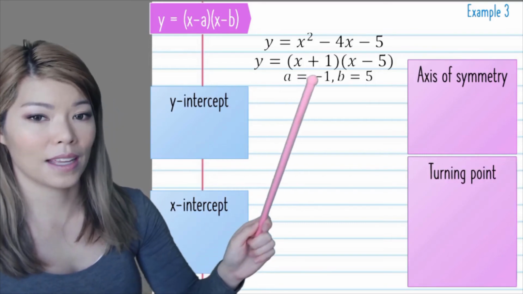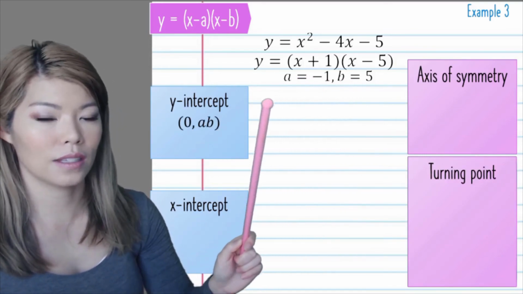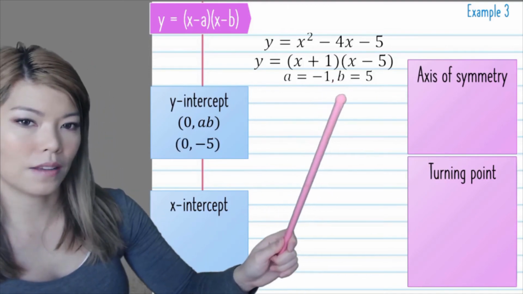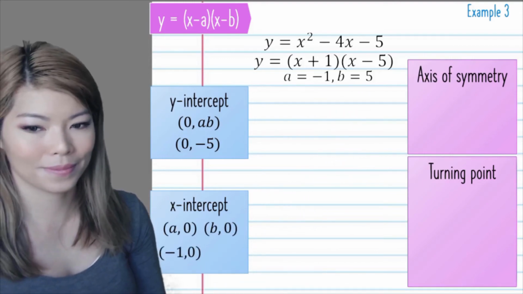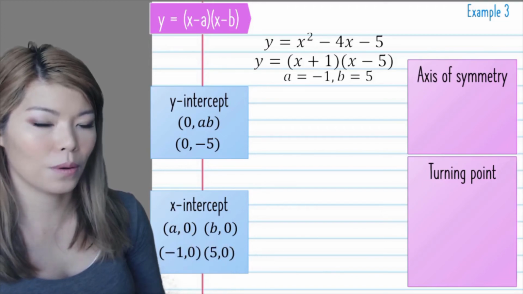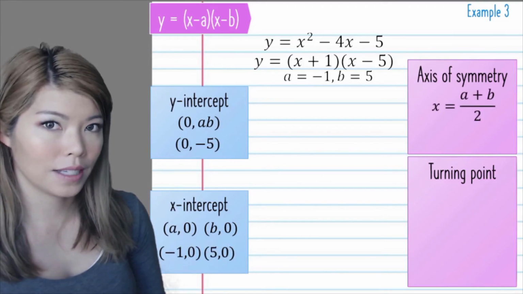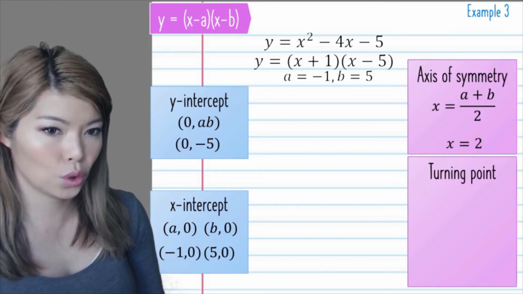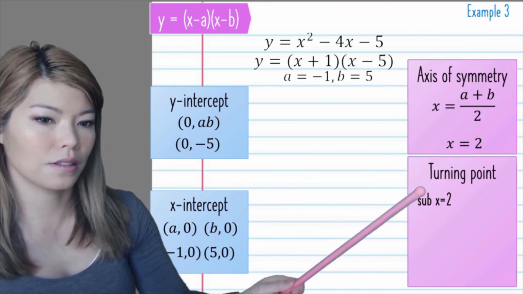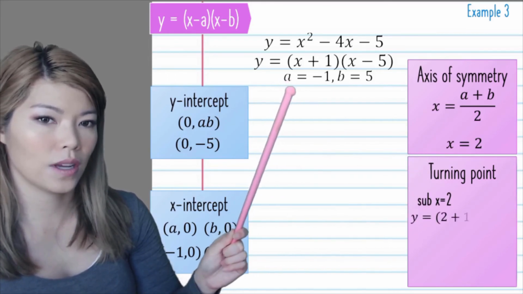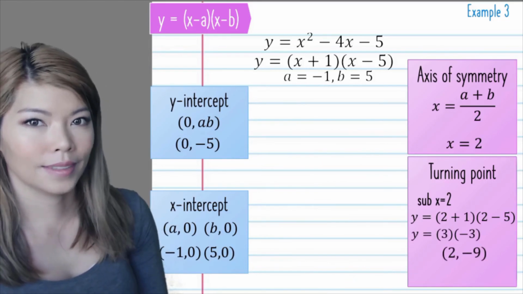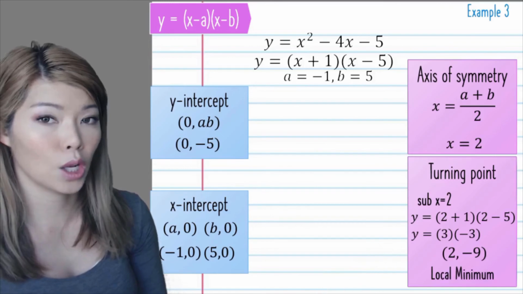So the y-intercept, again, all you have to do is multiply these two. So it's 0 and minus 1 times 5 is minus 5. The x-intercepts are given to us, so -1 and 5. And the axis of symmetry happens in the middle of these 2 points, so -1 plus 5 is 4, divided by 2 is 2. And the turning point, so we copy the x value for the axis of symmetry and sub that into the equation, we get the y value to be -9. It is a positive graph, so it's going to be a local minimum.